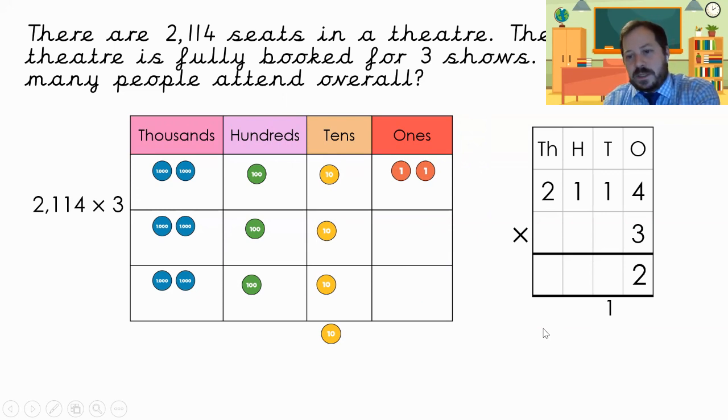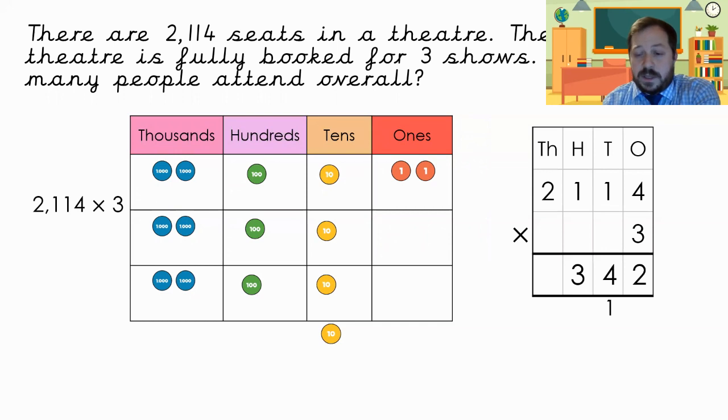Then we move on to our tens column. We've got 3 lots of 1 ten. So 3 lots of 1 is 3 plus that 1 ten there. In total, we have 4 tens. And there's our 4 tens. Then we do 3 lots of 100s. There's 3 lots of 100s. 3 times 1 is 3. So we have 3 hundreds.